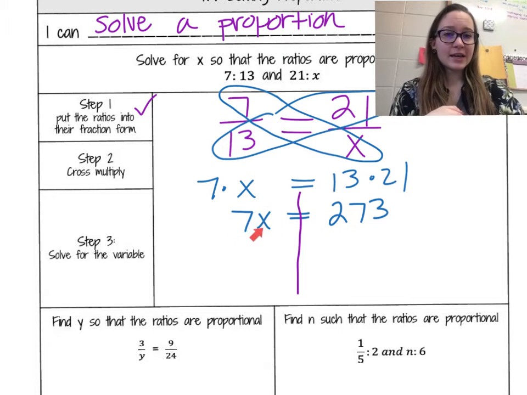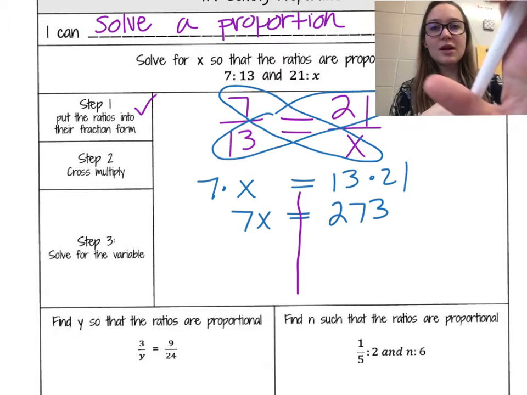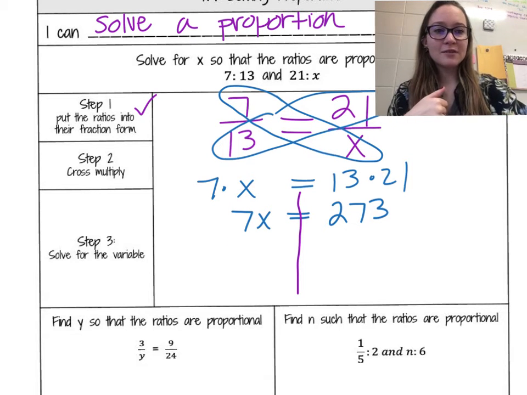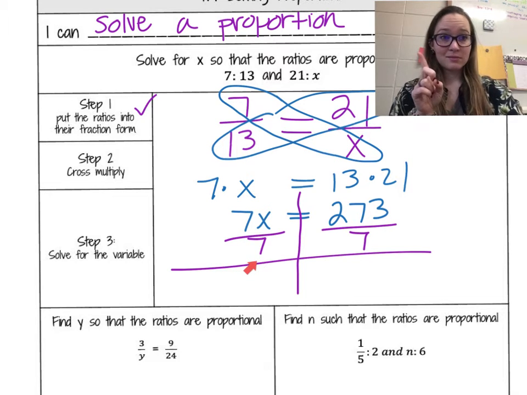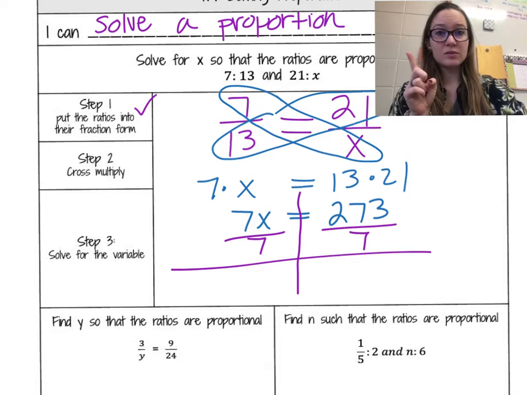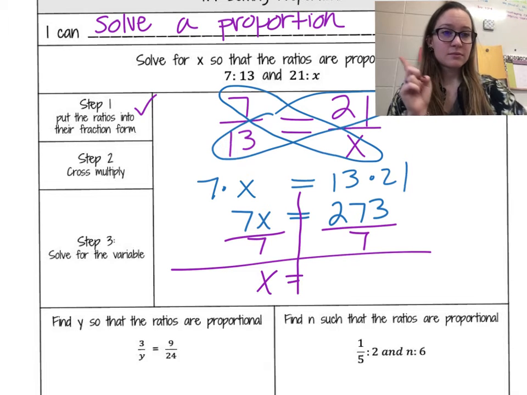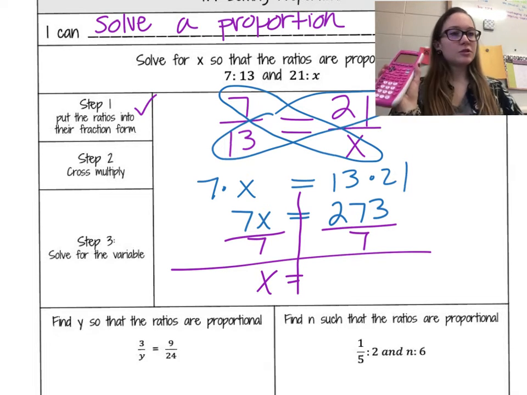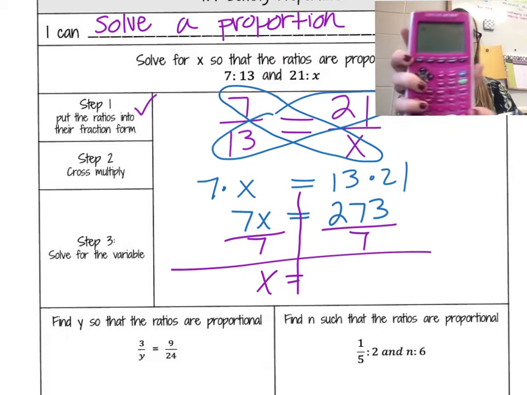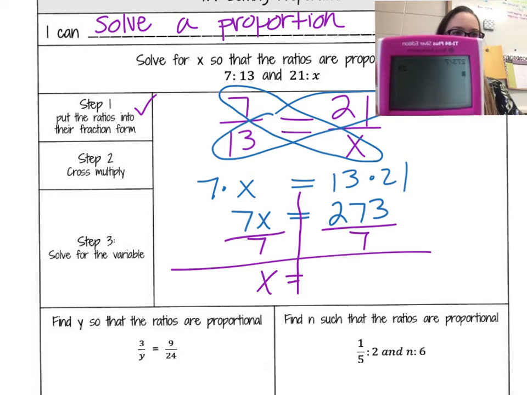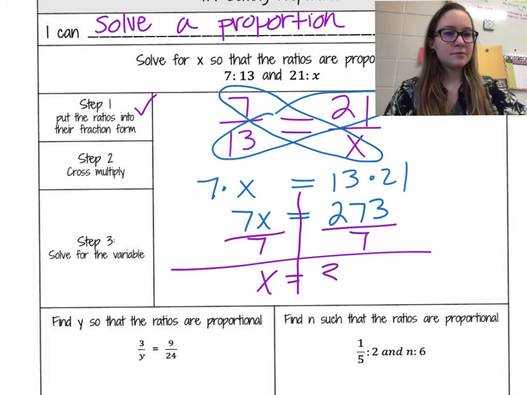So working with 7x. 7x means 7 times x. So to undo that multiplication, I'm going to divide by 7. Okay, because 7 divided by 7 is what? It's 1. So it gets me to 1x, which is my goal, right? Okay, then we're going to do 273 divided by 7. Oh, is 39.